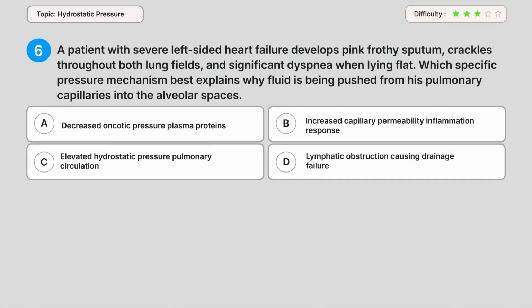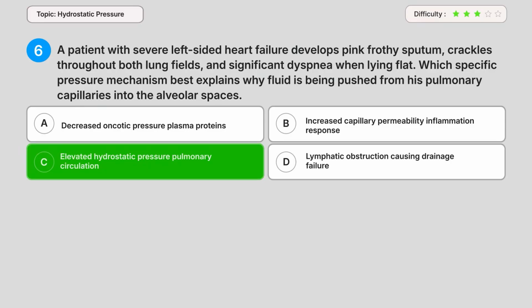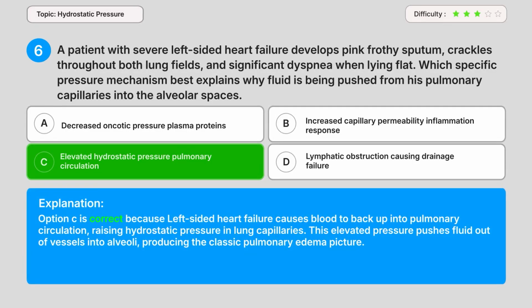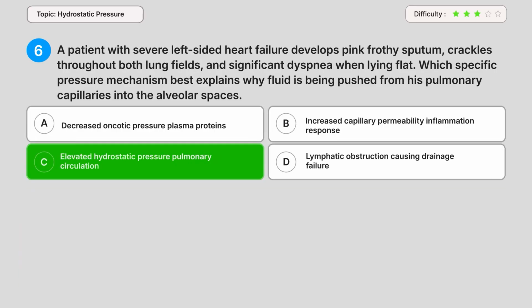Correct answer. C. Elevated hydrostatic pressure, pulmonary circulation. Left-sided heart failure causes blood to back up into pulmonary circulation, raising hydrostatic pressure in lung capillaries. This elevated pressure pushes fluid out of vessels into alveoli, producing the classic pulmonary edema picture.